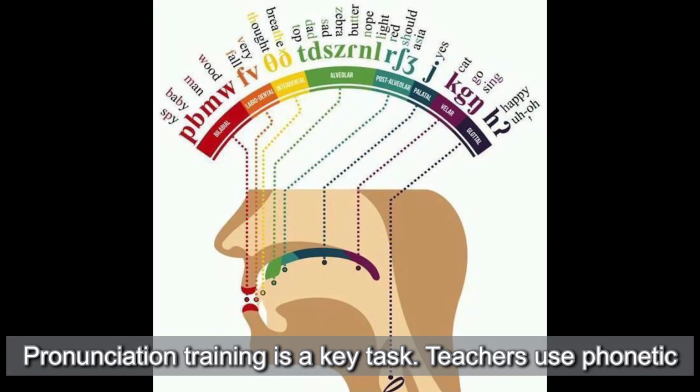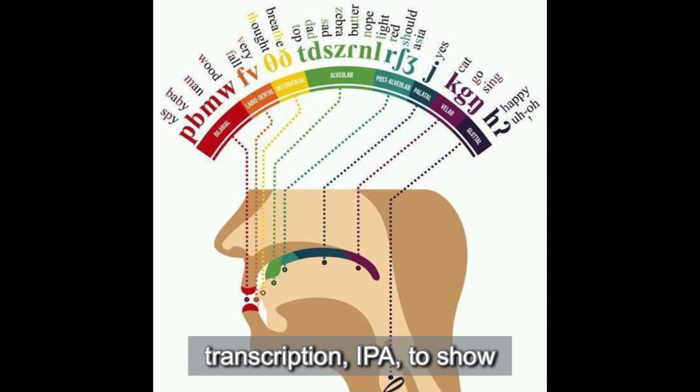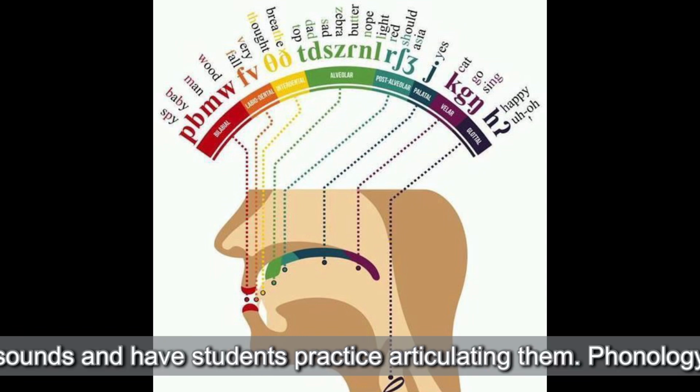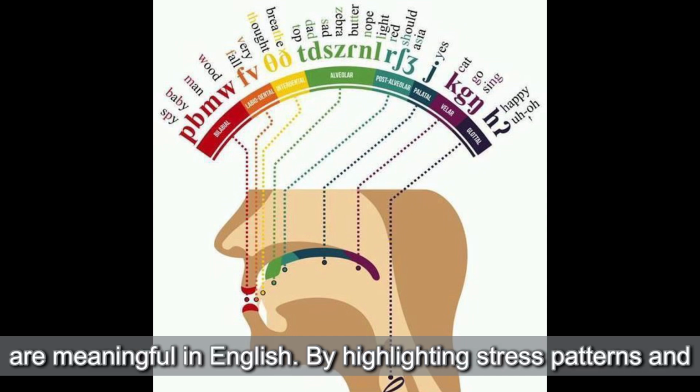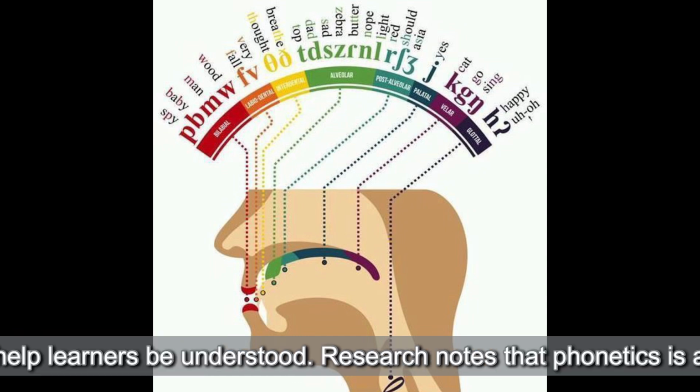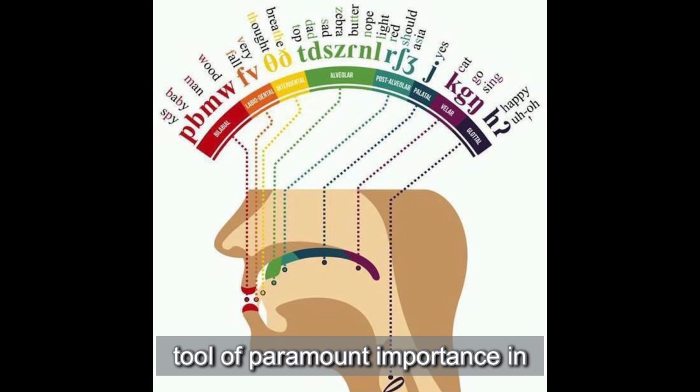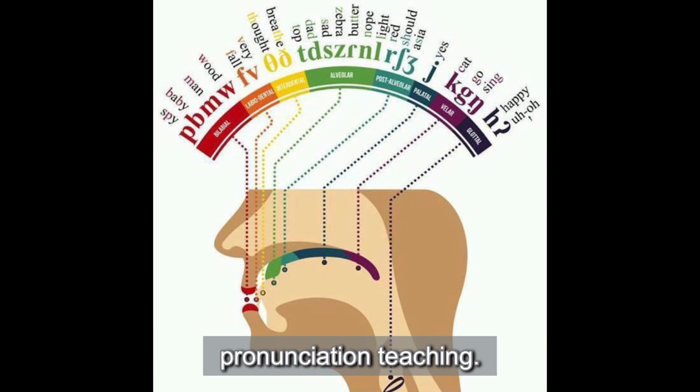Pronunciation training is a key task. Teachers use phonetic transcription (IPA) to show sounds and have students practice articulating them. Phonology teaches which sound differences are meaningful in English. By highlighting stress patterns and enunciation, teachers help learners be understood. Research notes that phonetics is a tool of paramount importance in pronunciation teaching.